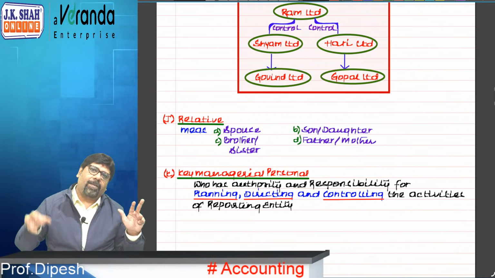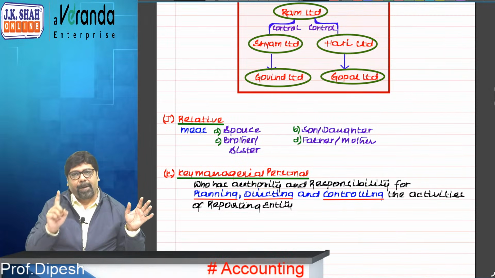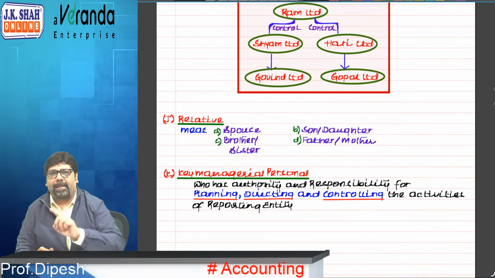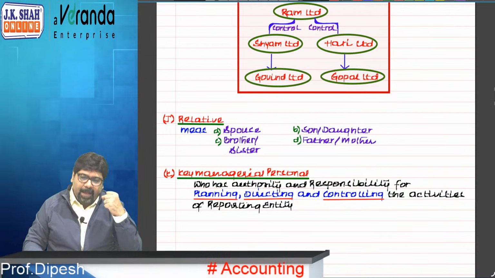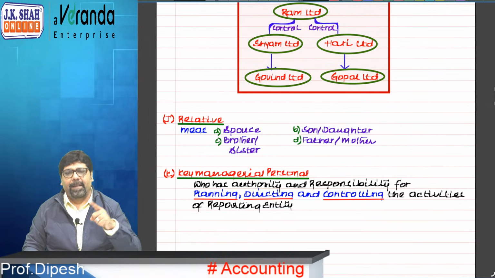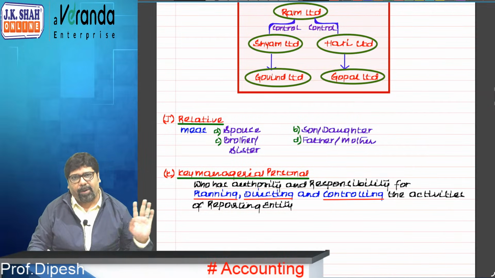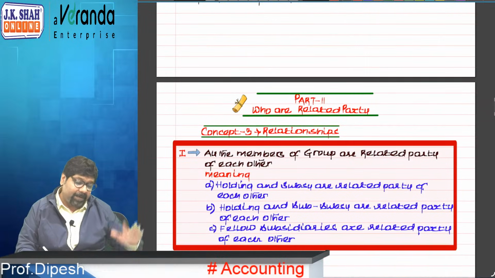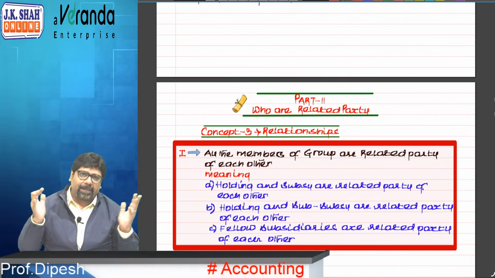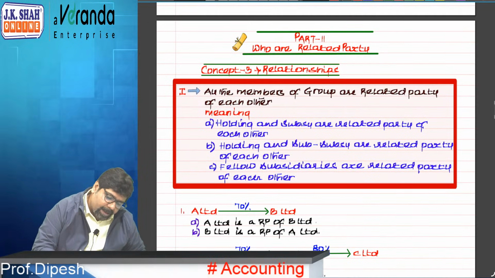Group means parent plus all its subsidiaries. Then we understood the meaning of relatives: spouse, kids, siblings and parents. Then we understood key managerial person, who has the authority and responsibility of planning, directing and controlling of all policies. That is known as key managerial person. These are the definitions we studied. These definitions are not given in AS 18, but if you know all these definitions, then it becomes easier to understand the standard. Who are related parties?